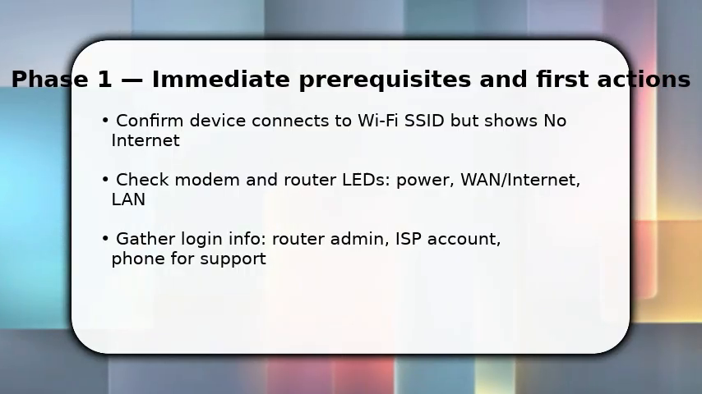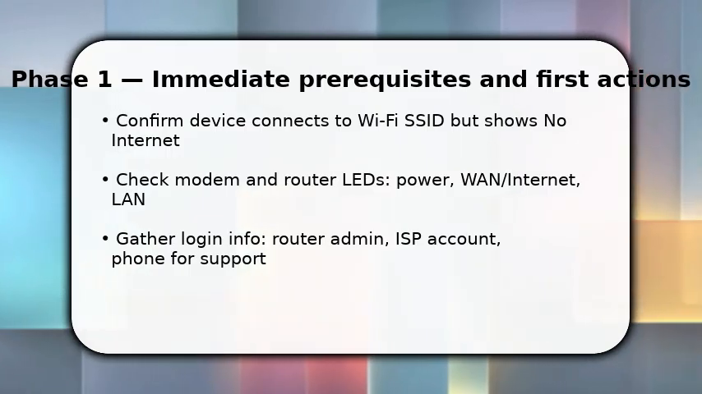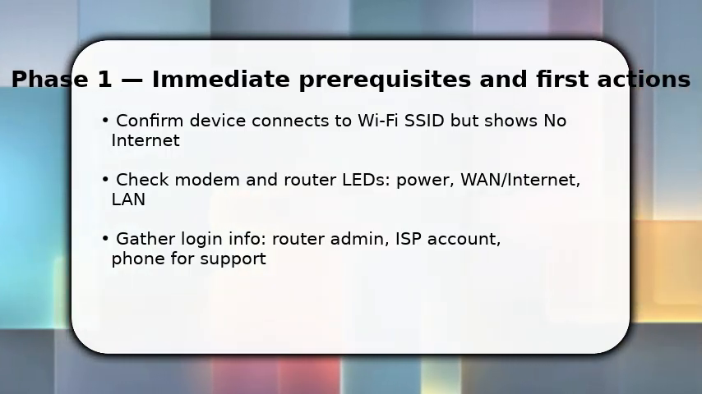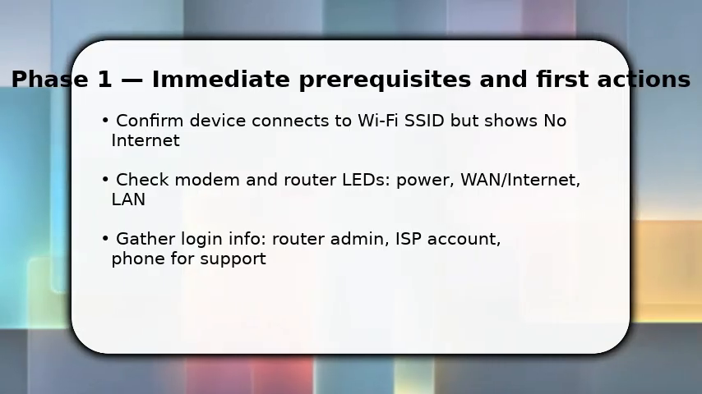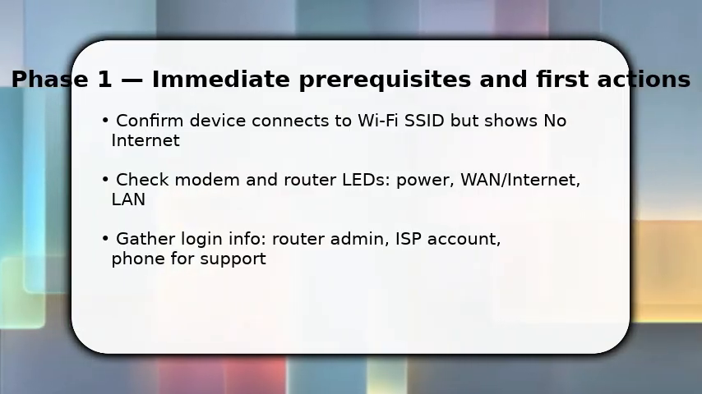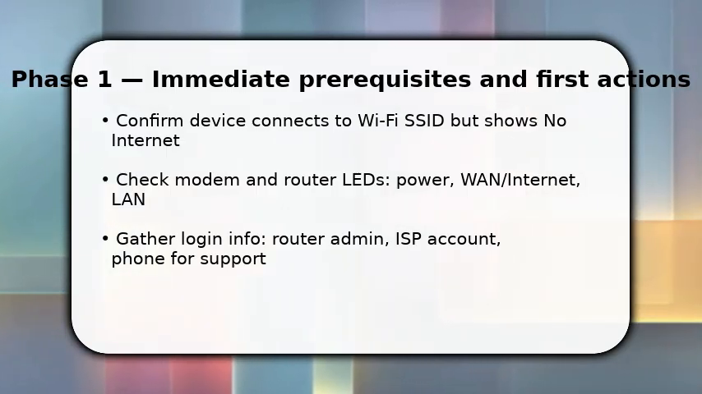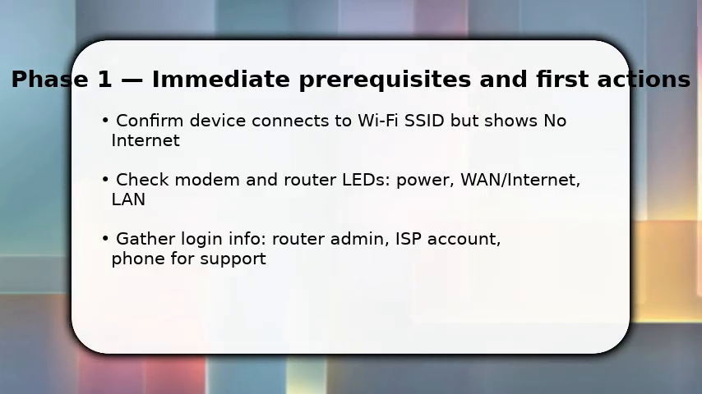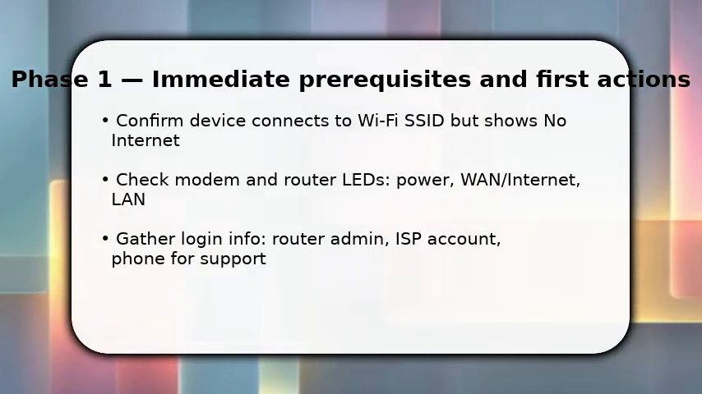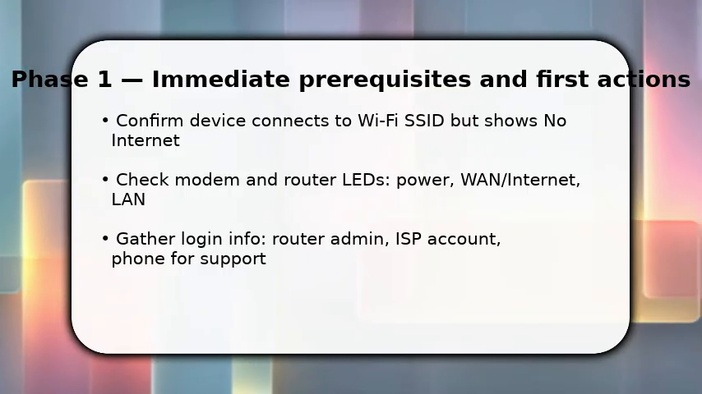You start by verifying prerequisites and then act. Confirm your device is joined to the correct SSID because you must separate Wi-Fi issues from ISP outages. Next, inspect the modem and router LEDs. Look for WAN/internet light status and any flashing error patterns. If lights are off, power cycle the modem only.